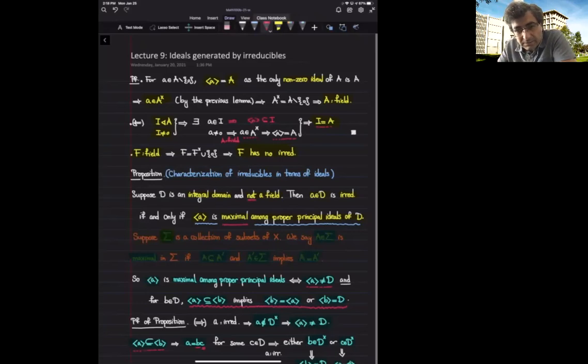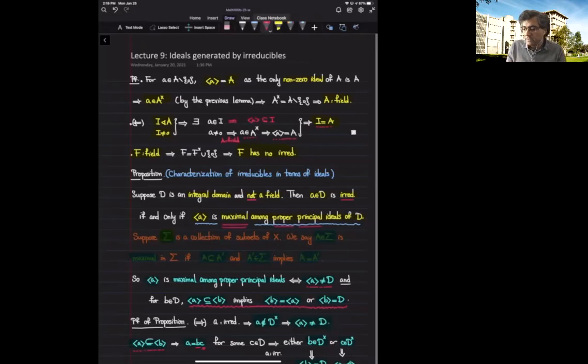Now, an element inside this integral domain is irreducible precisely when, again, we are trying to translate a property of elements into a property of the ideal generated by that element. So A is irreducible precisely when the ideal generated by A is maximal among proper principal ideals. Okay, but I'm using a new word here, maximal. So what does maximal mean here? Whenever I give you a collection of sets, then a maximal element of this collection is an element inside this collection that nothing else inside this collection contains.